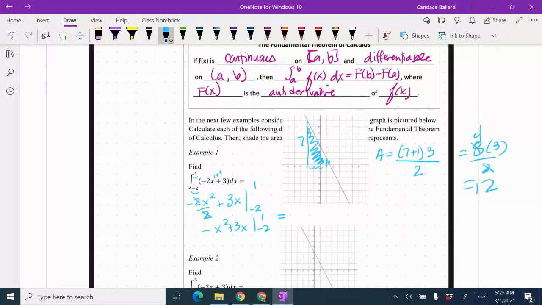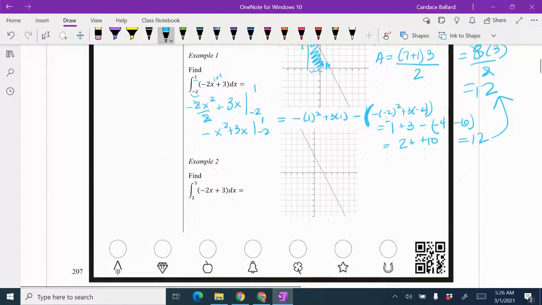I'm going to plug my 1 in first. We always use the number that's on the top first. So it's negative 1 squared plus 3 times 1, minus, and then always a big parentheses, negative 2 squared plus 3 times negative 2. We have to be careful because that negative is on the outside of the squared. So we'd have negative 1 plus 3 minus parentheses, negative 2 squared is 4, but it's still negative out front, and then 3 times negative 2 is negative 6. So we've got 2 minus negative 10, which is in fact going to be 12, which matches what we got before. So yay, they match. The area we calculated with the trapezoid is exactly the same as when we integrate, so you can see that the integral calculates the area under the curve.